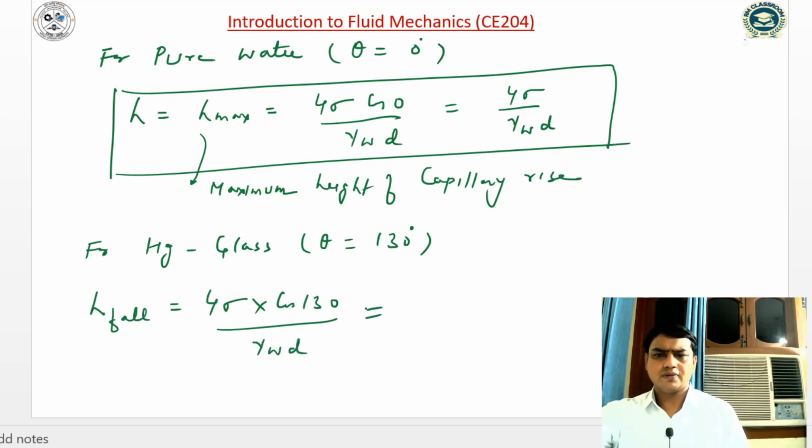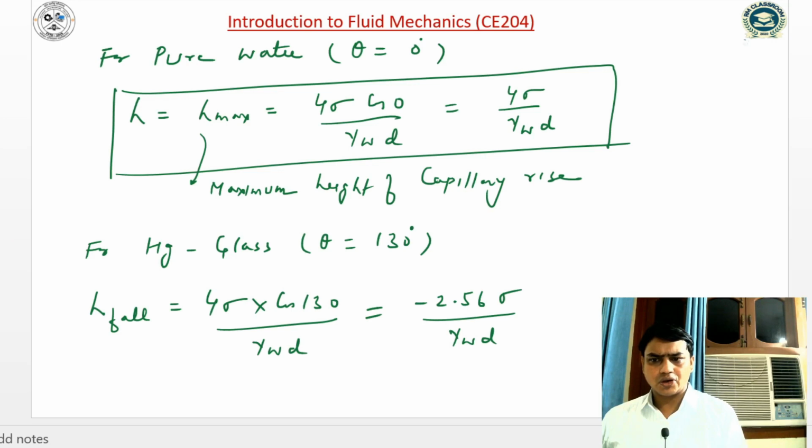So cos 130 is minus 0.64. So minus 0.64 into 4 will be minus 2.56 sigma divided by gamma w into d. So the negative sign indicates that there is a fall of the liquid in the tube. So this value is the minimum value.